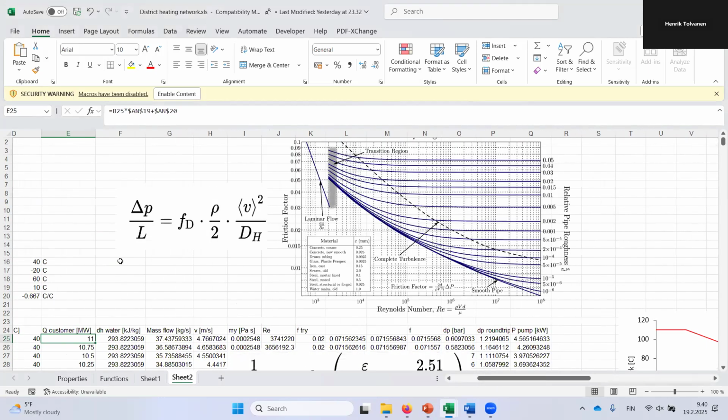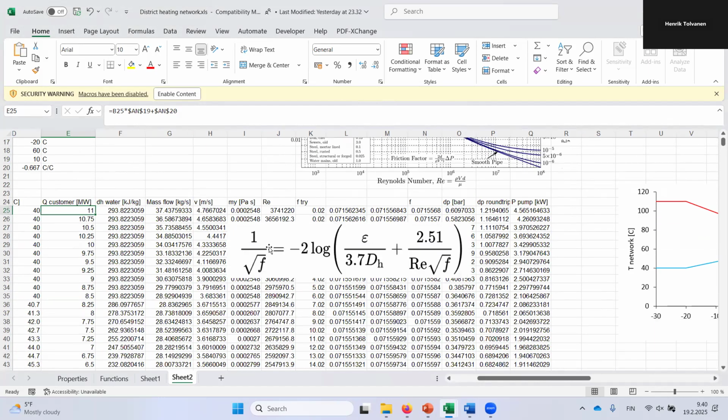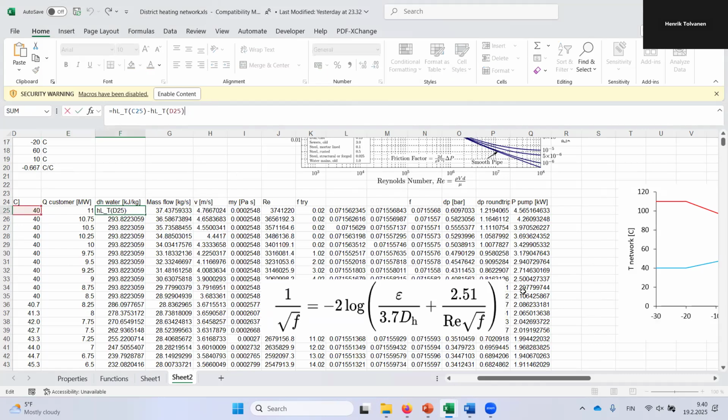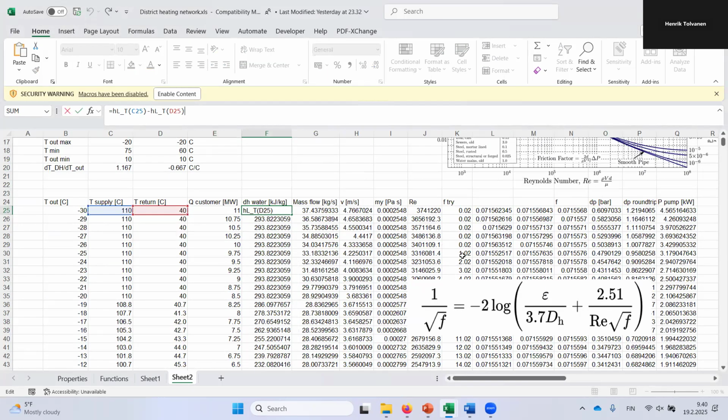If you have a customer demand of 11 megawatts, the delta H for water, so basically how much enthalpy, how much energy you are going to be drawing from the water, is based on the temperatures. It goes in hot, comes out cold.